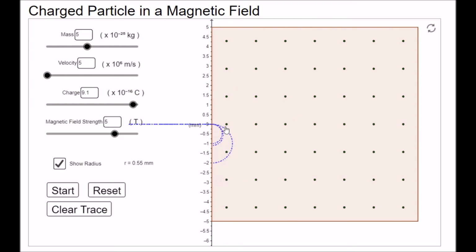Okay. Another interesting point that we'll talk about later is we can see it's a very clear semicircle motion here. So what's actually happening is when a charged particle goes through a magnetic field, it's actually undergoing circular motion. Okay, so let's have a look at some other examples.